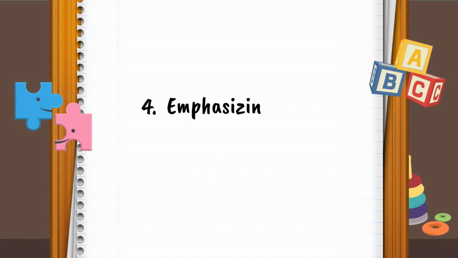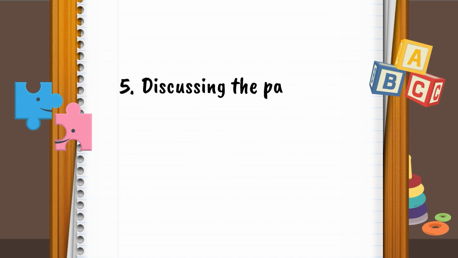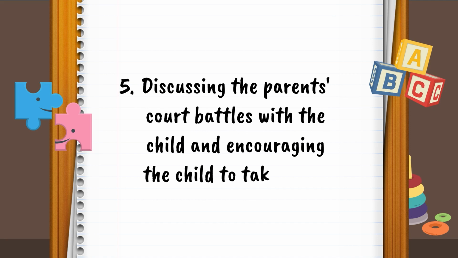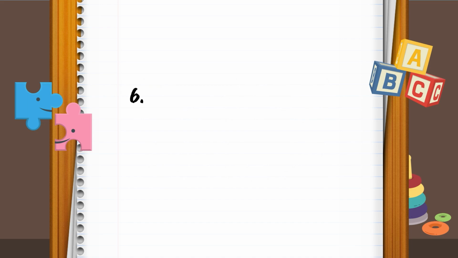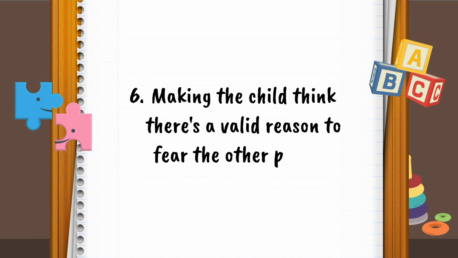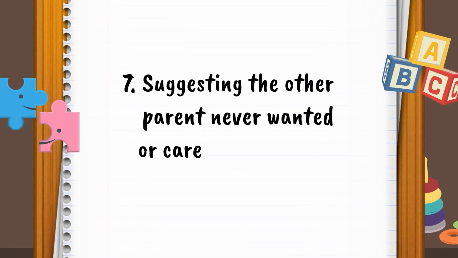4. Emphasizing the other parent's flaws. 5. Discussing the parent's court battle with the child and encouraging the child to take sides. 6. Making the child think there is a valid reason to fear the other parent. And 7. Suggesting the other parent never wanted or cared for the child.